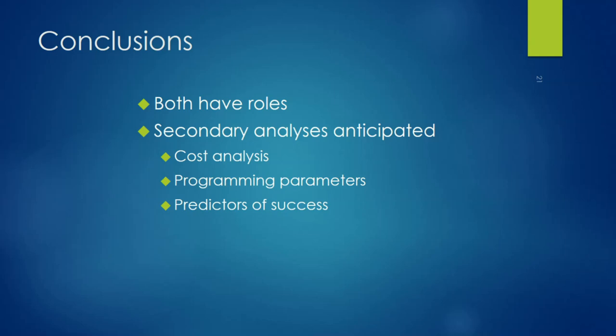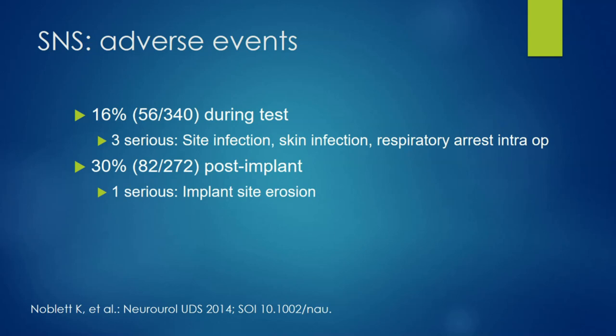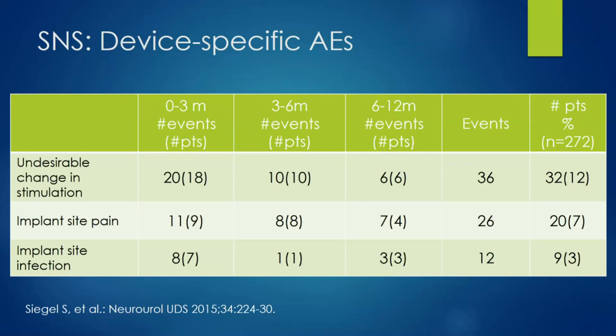Okay, adverse events with sacral neuromodulation. Overall, pretty low because the serious side effects were few. Although 16% of patients during the test had side effects, with 3 serious ones, most of them were unpleasant stimulation, that sort of thing. There were 3 serious side effects in Karen Noblet's initial study, infections and respiratory arrest in one patient, which obviously was probably not device specific. 30% after implant had some sort of side effect reported, with only 1 serious one, an implant site erosion, so exposure of the actual device, which is serious, obviously.